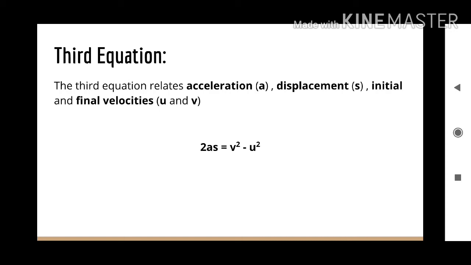Based on what is given to you, you have to decide what equation you are going to use, because all the three equations integrate different kinds of parameters. In the first equation, v is equal to u plus at, there was no displacement. In the second equation, s is equal to ut plus half at square, there was no mention of final velocity. Whereas in the third equation, 2as is equal to v square minus u square, there is no mention of time.